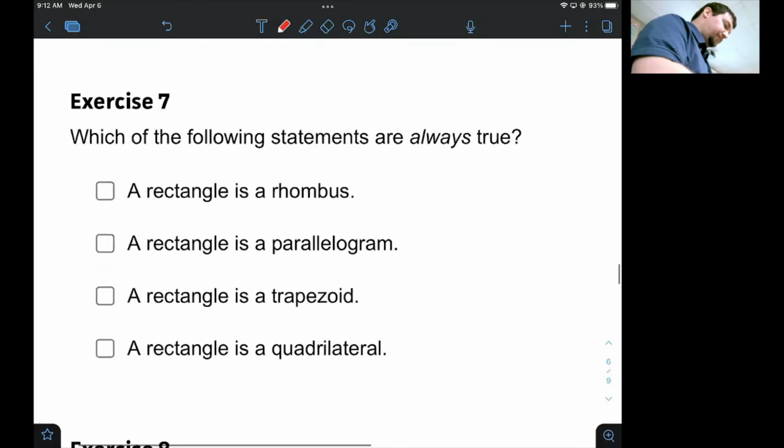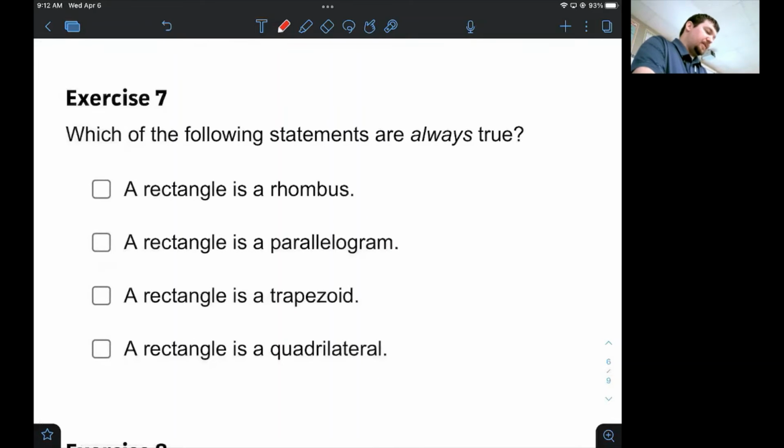Number 7. Which of the following statements are always true? Takes us back to yesterday's lesson. A rectangle is a rhombus. Is that always true? No, it is not. That was not true. Now, they're in the same family, but they're not the same shape. They have different definitions.